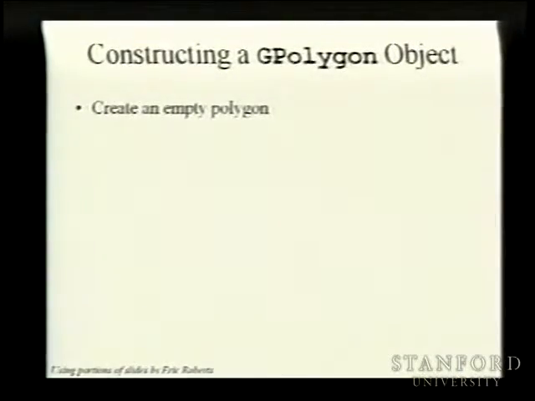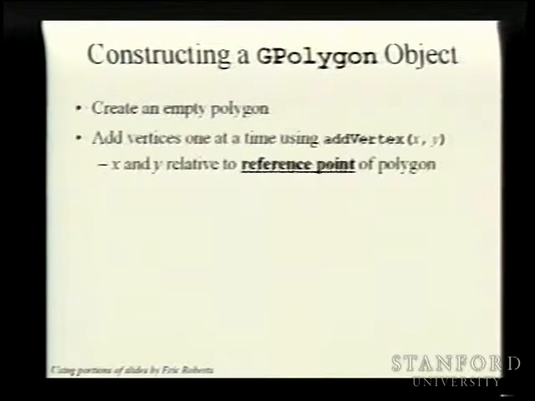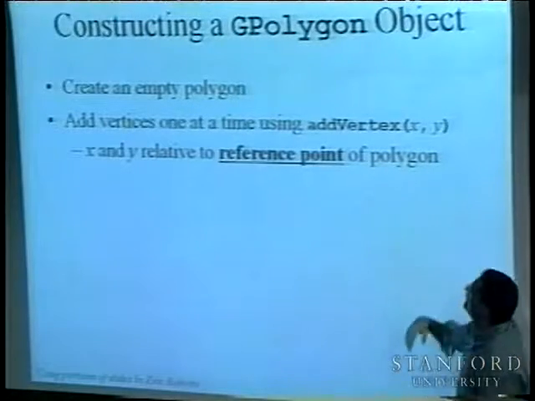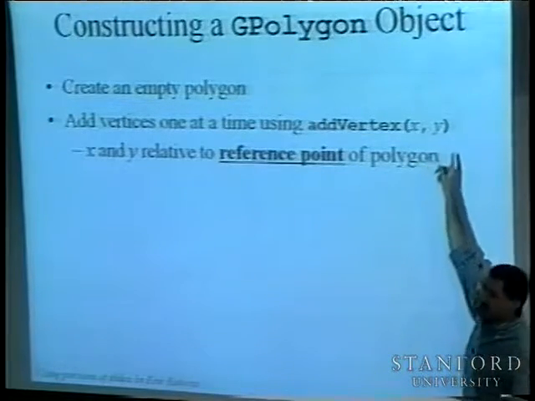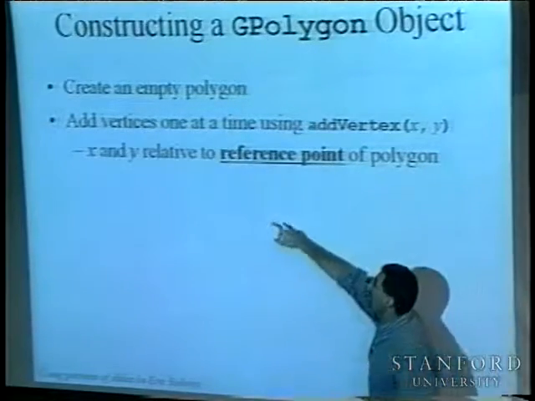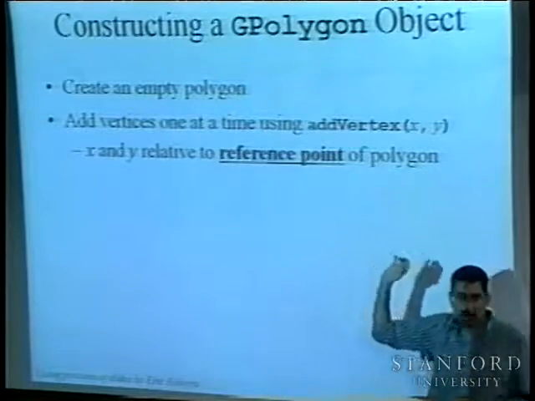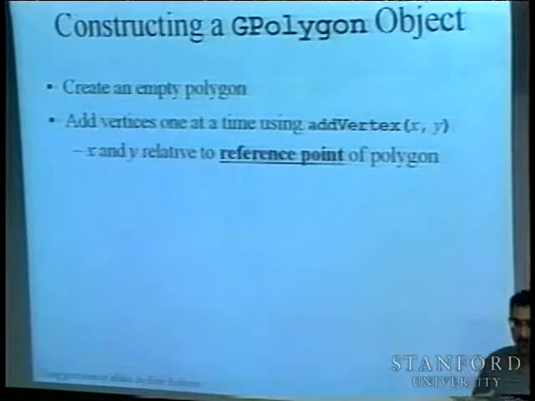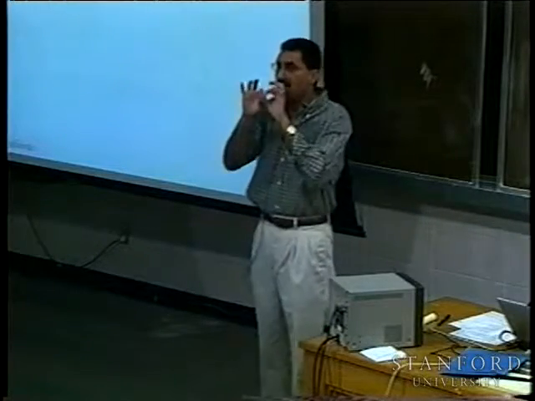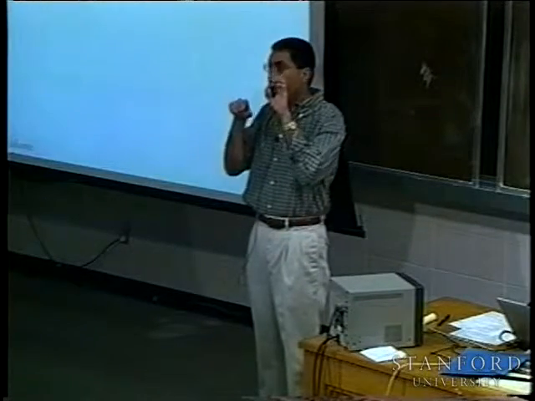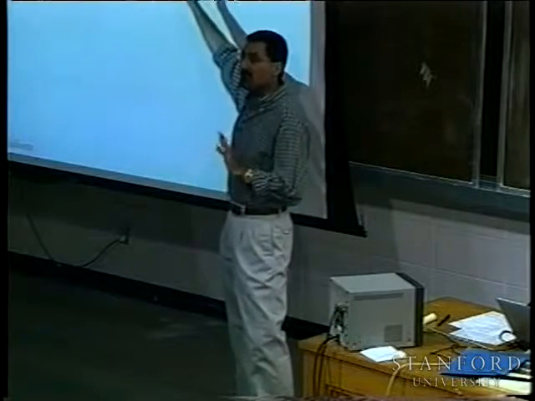Okay? So first thing you do is you create an empty polygon object. And then you're going to specify the vertices of that polygon one at a time using a method called addVertex. And addVertex is going to take an x and y coordinate. These x and y coordinates are relative to your reference point. So if you think of your reference point as being the center of the object and you say, oh, my x, y is 1, 1, that's 1 pixel over and 1 pixel down from wherever you think of your reference point as being.